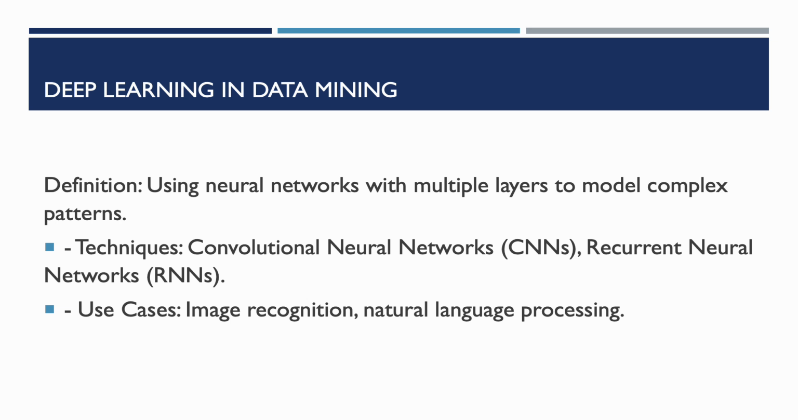Next, we have recurrent neural networks, RNNs. RNNs are designed to handle sequential data such as time series or natural language. They also have loops in their architectures, allowing them to maintain a memory of previous inputs, which makes them effective for tasks involving sequences or time-dependent data. Then we have some use cases. First is image recognition.